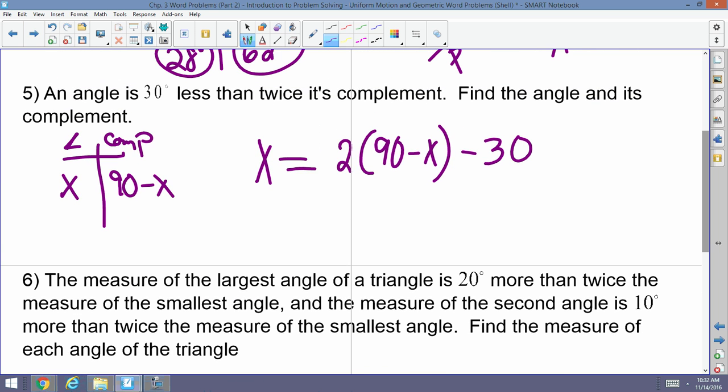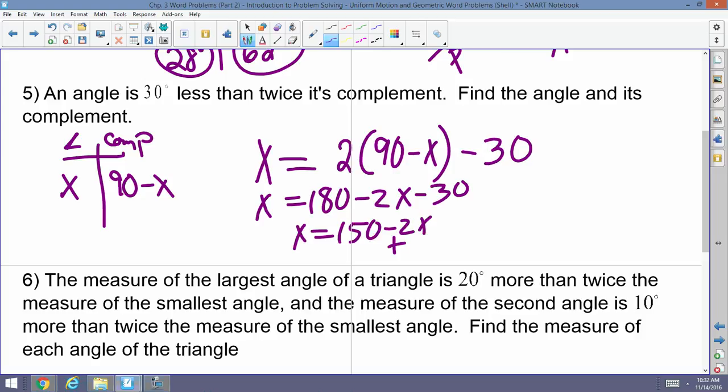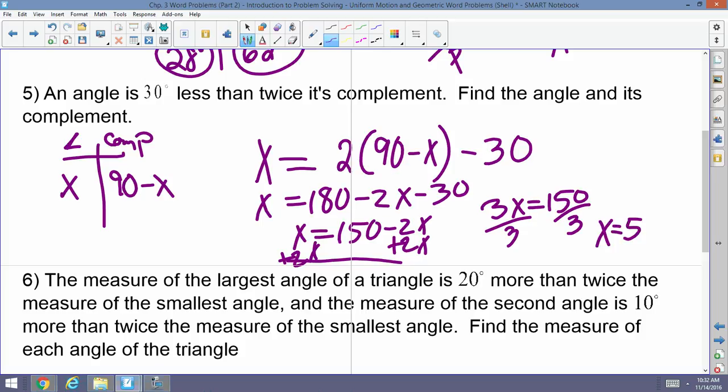Now let's solve. So I got x equals 180 minus 2x minus 30. So I've got x equals 150 minus 2x. Add the 2x. So I got 3x equals 150, divided by 3. X equals 50. But I want to find the angle and its complement. So this is 50. 90 minus 50 is 40.